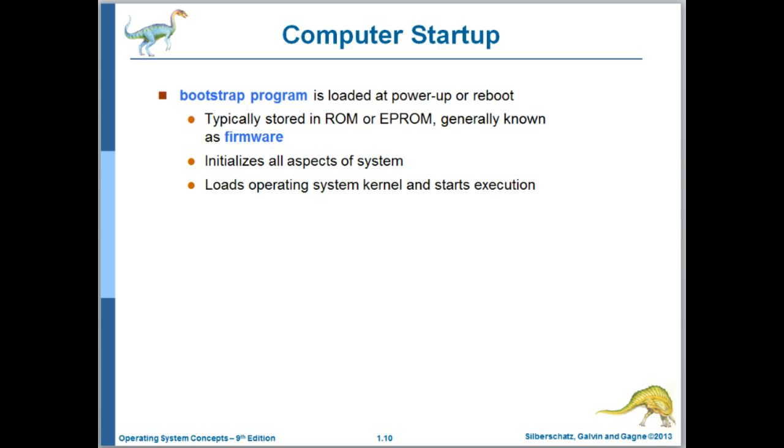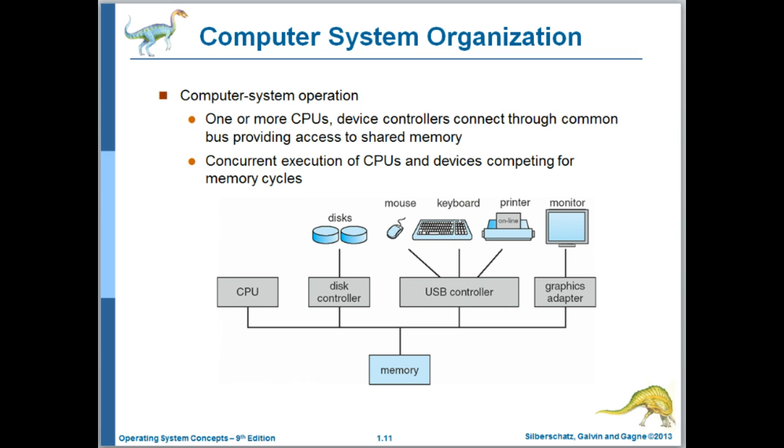We'll cover the boot process later, so I'm going to skip over this slide for now. Here's a review of what a computer system is. We have the CPU on the left, memory, i.e. RAM, at the bottom, and then everything else is I/O devices.